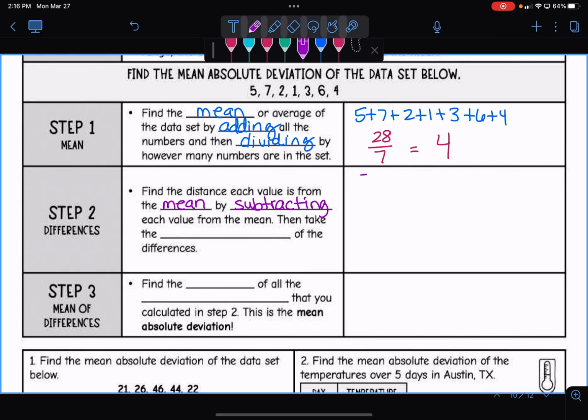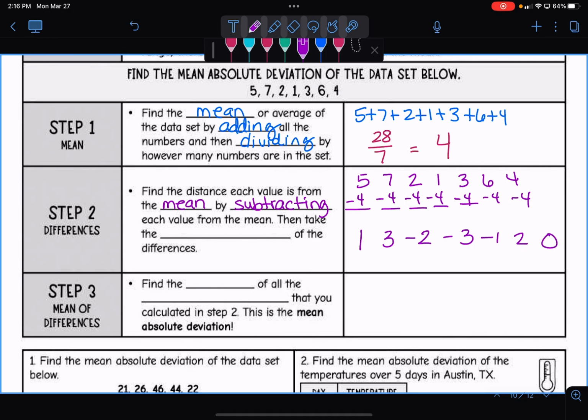So let's do that first. Now you don't have to do this every time, but right now I'm showing you what I'm doing. I'm going to do each one. So every single one I'm going to put minus 4. What's 5 minus 4? Everybody, what's 5 minus 4? What's 7 minus 4? 3. What's 2 minus 4? Negative 2. What's 1 minus 4? 3 minus 4? 6 minus 4? 4 minus 4? 0. So all I did was subtract 4 from each one.